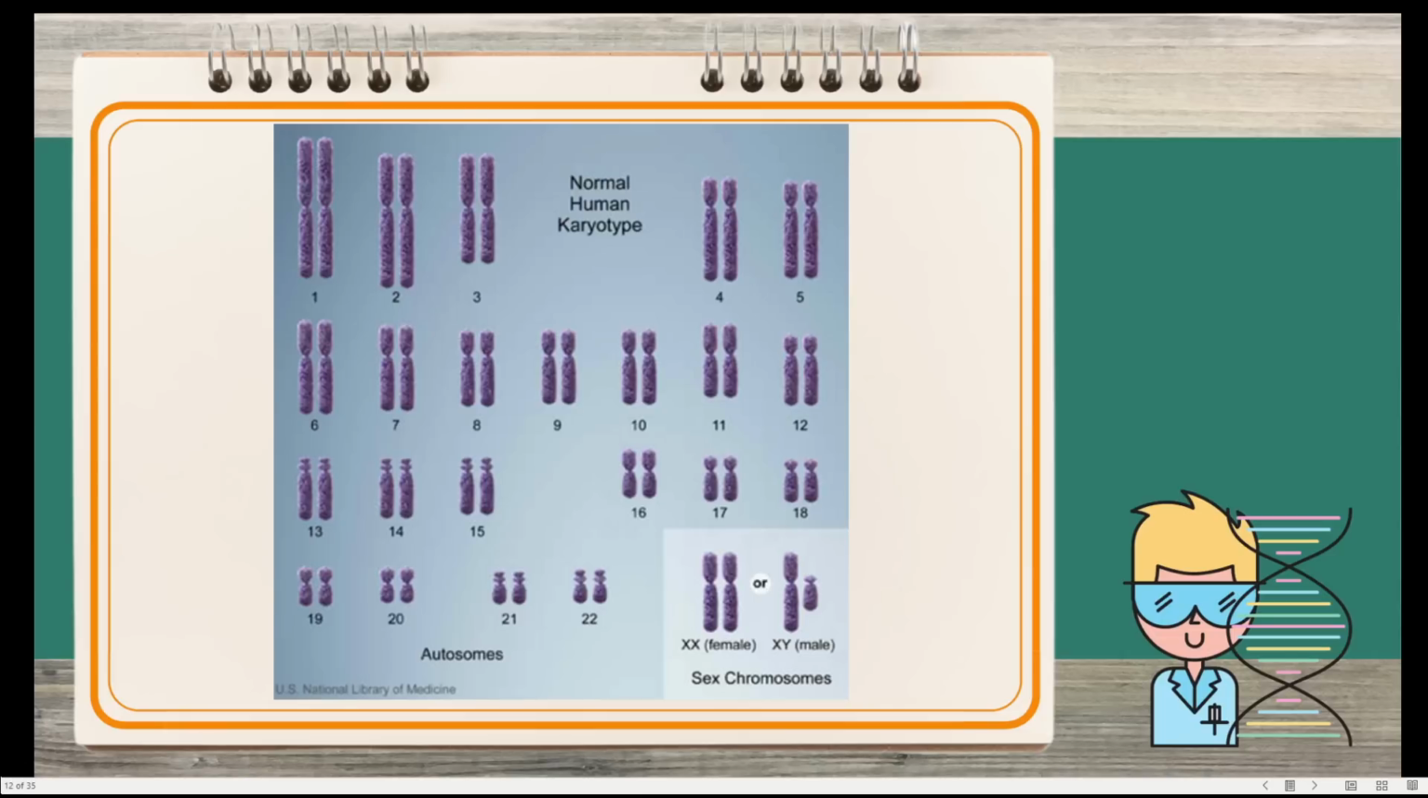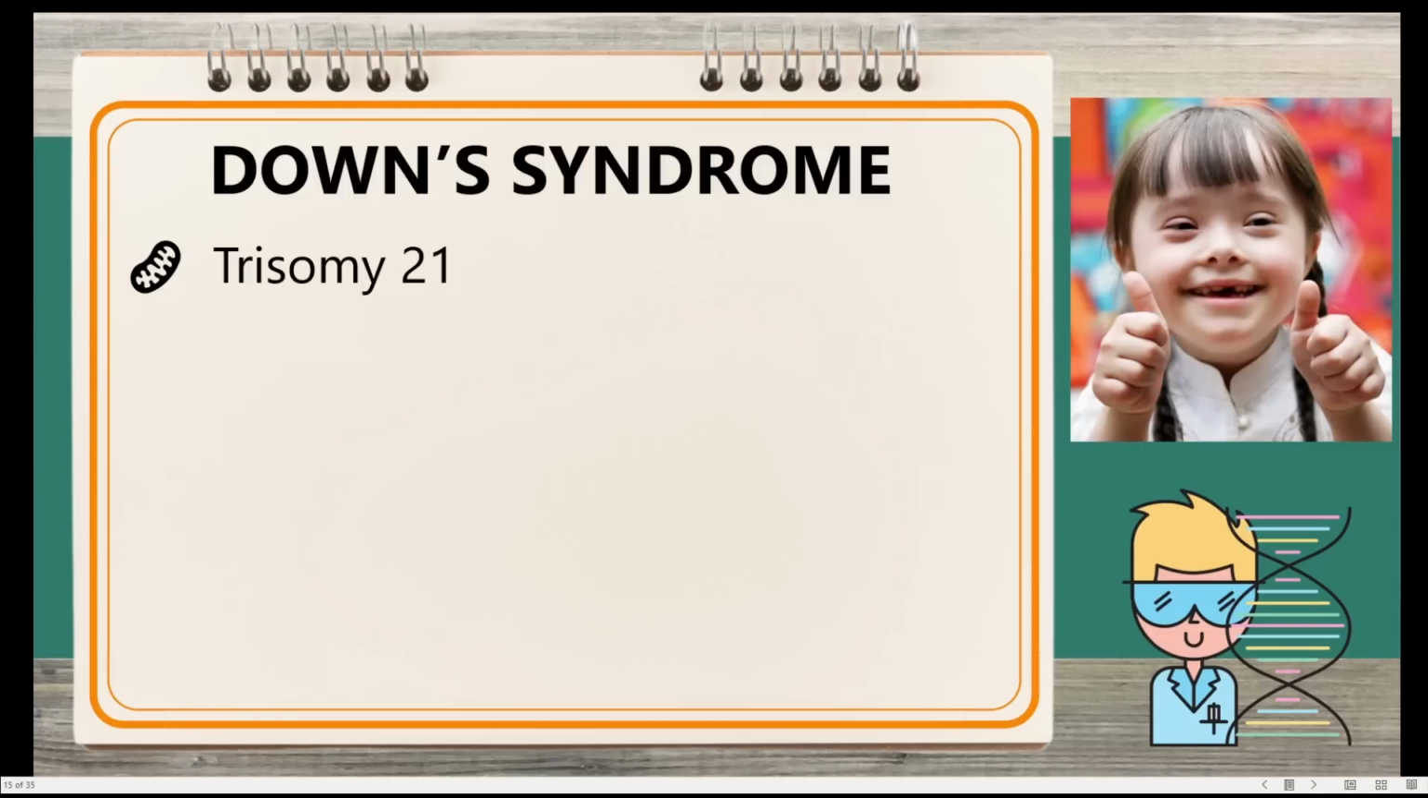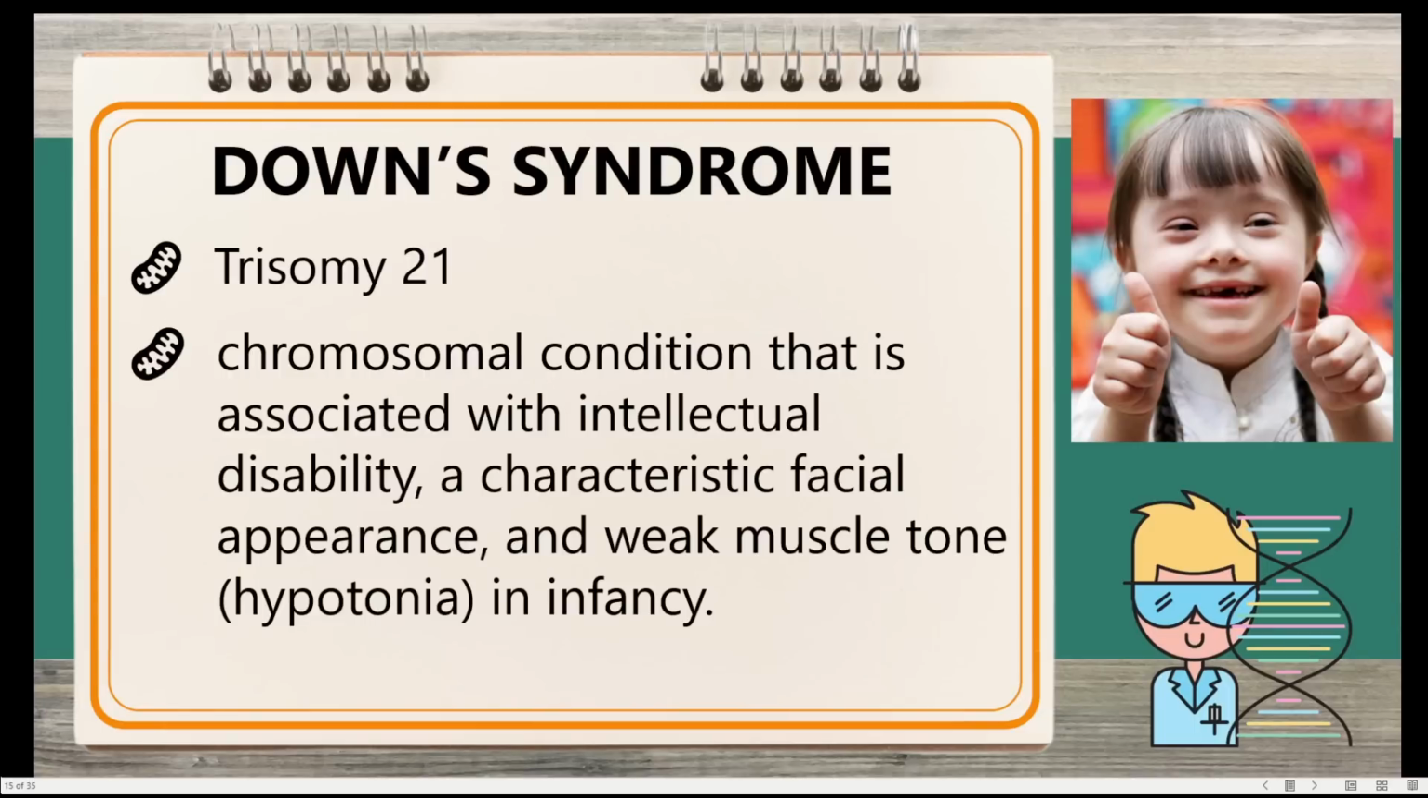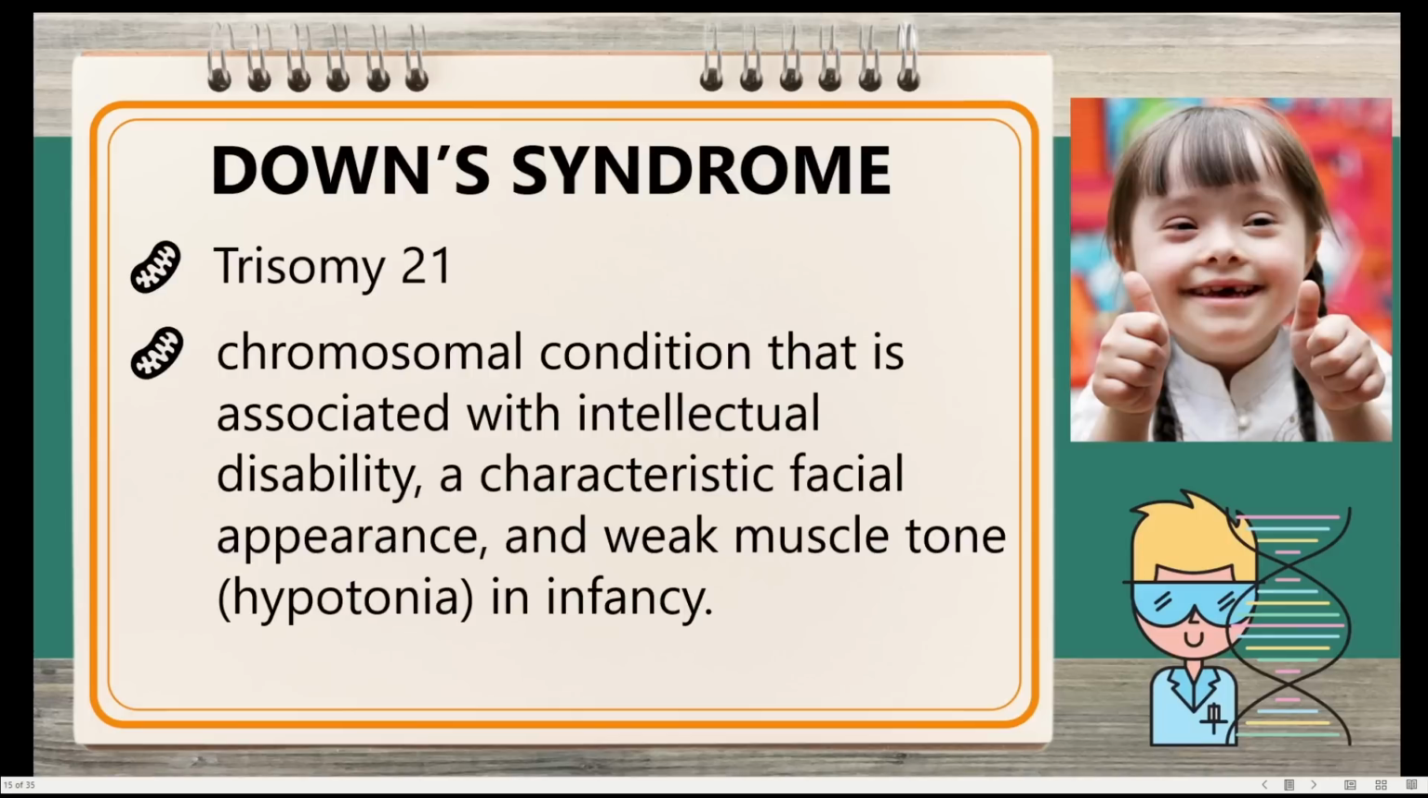So, going back to Down syndrome, what happens to a person with Down syndrome? A person with Down syndrome has intellectual disability. It has a characteristic facial appearance. Kung mapapansin natin, halos pare-parehas yung kanilang itsura. And then, they have a weak muscle tone in infancy.